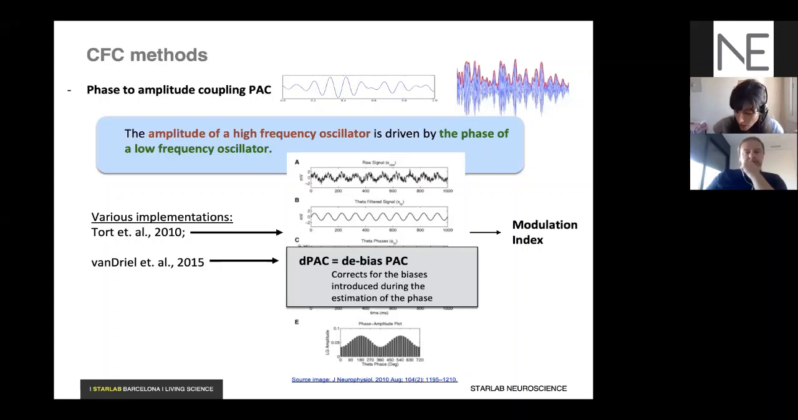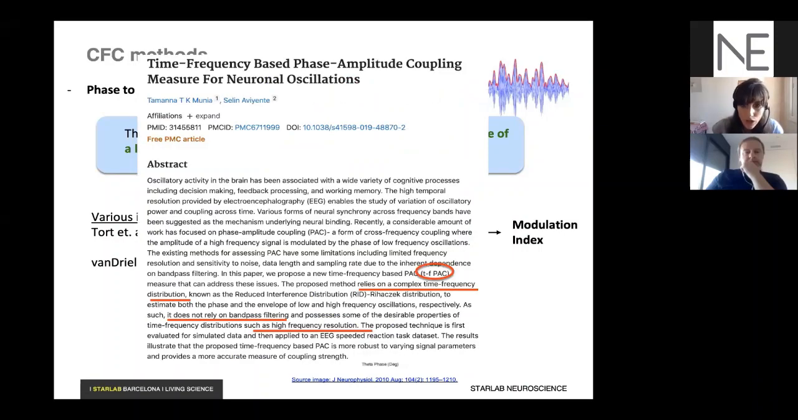There are other implementations as well, so if you're really interested in this topic, I encourage you to search for this. But I wanted to mention a last one, which is actually a very recent implementation. This was published in 2019 in Scientific Reports, and the authors present a new PAC metric, which they call the time frequency-based PAC metric. It avoids using a Hilbert transform, and it does not rely on bandpass filtering, whereas it relies on a complex time frequency distribution to estimate both the phase and the envelope of the low and the high frequency oscillations with a high frequency resolution.